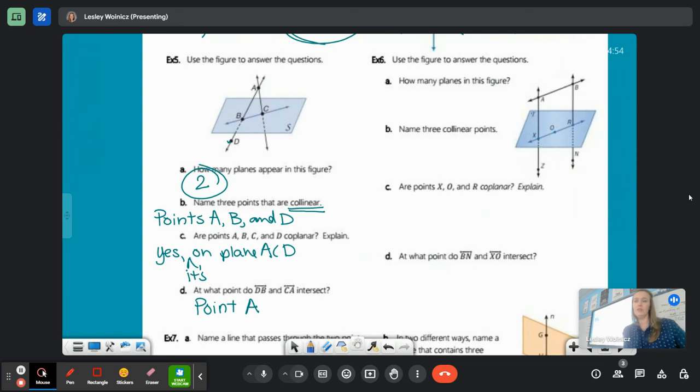Okay, how many planes did you guys find in the picture? To be honest, I don't really understand the plane thing. Oh, okay. All right. So we have our handy dandy little planes.